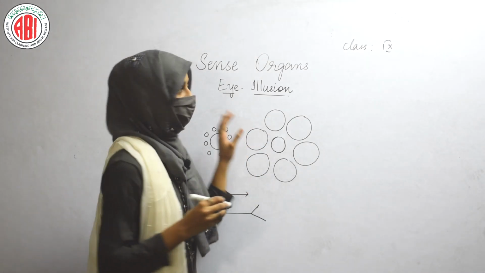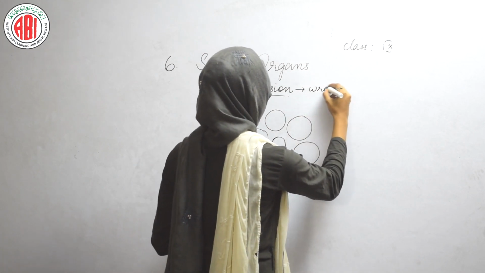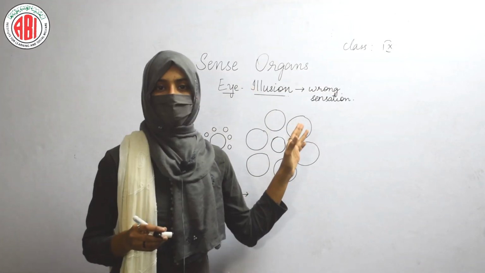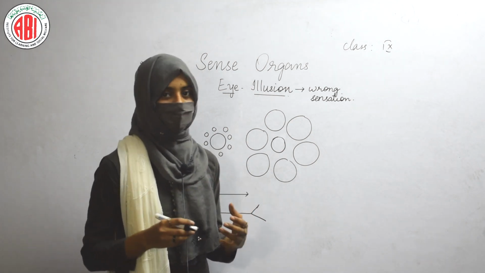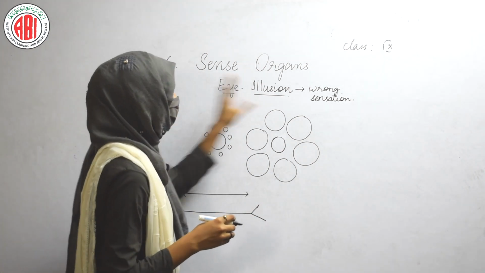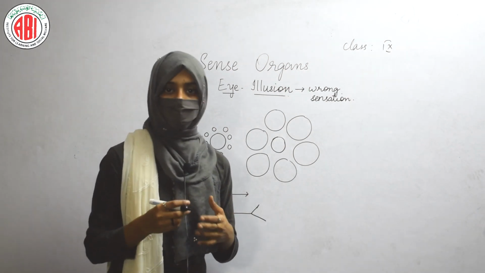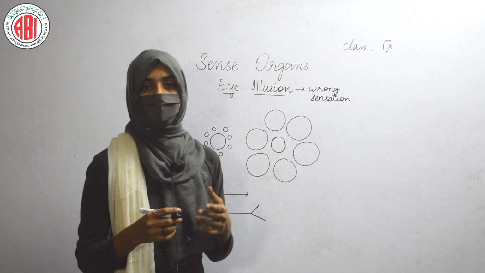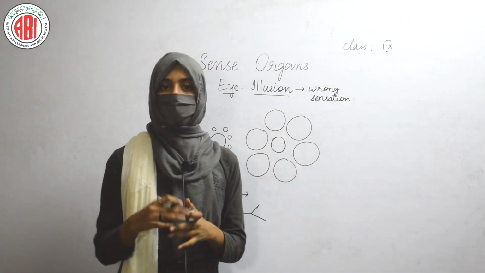Okay, let us discuss eye illusion. Illusion is nothing but wrong sensation. So how does it take place? Why does the wrong sensation take place in our eyes? This wrong sensation takes place because of the different stimuli, because of the confusion that takes place between the different stimuli, and due to this the wrong sensation occurs.